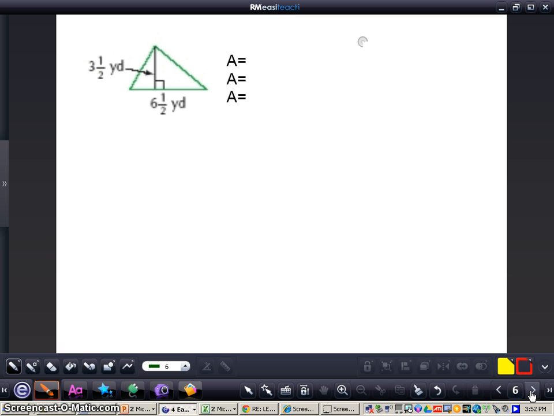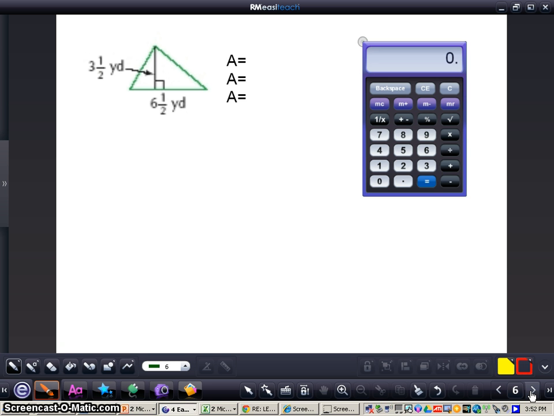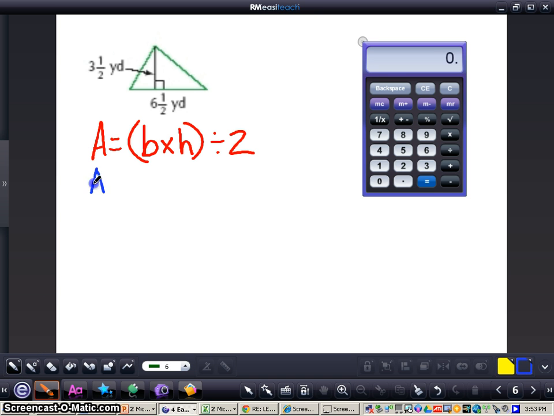Okay, we're going to take a look at another problem here. My first step with this problem is writing down the formula: area equals base times height, then parentheses divided by 2. I'm going to change my ink to signify another step. I'm going to plug in my numbers. Area equals the base, which is 6.5. I'm going to change that fraction into a decimal. So 6.5 times 3.5, and we're going to divide that by 2.